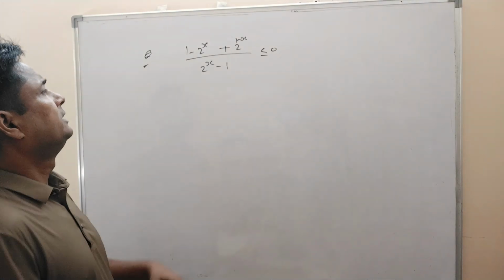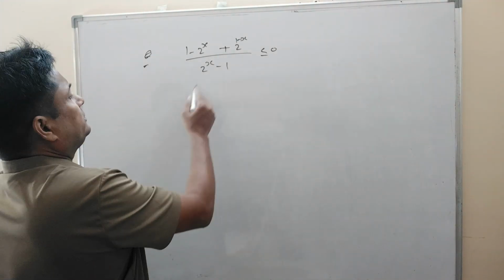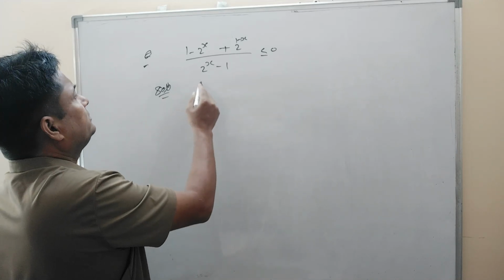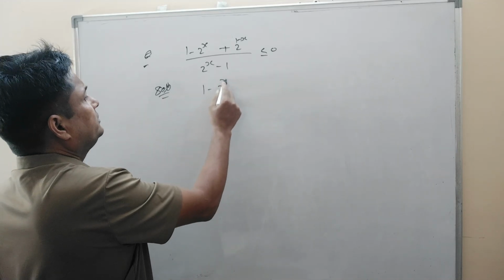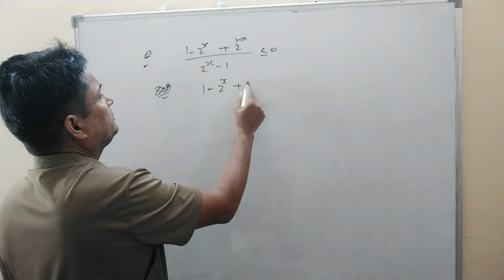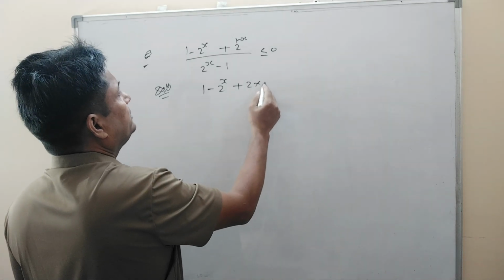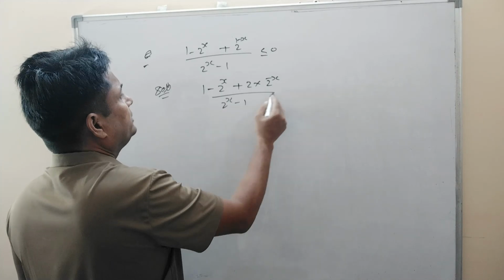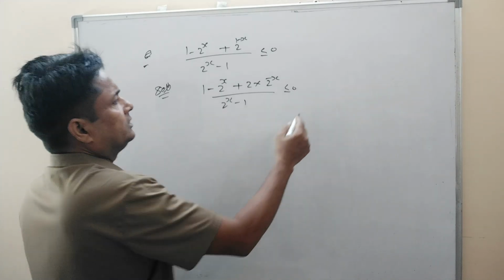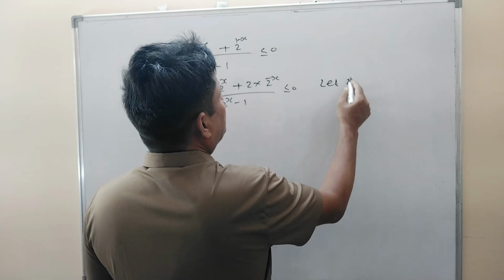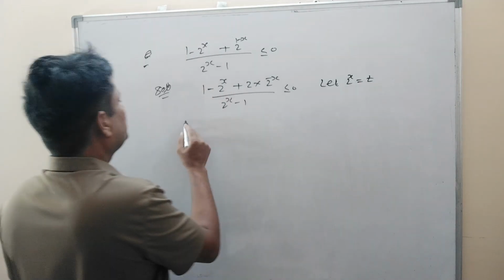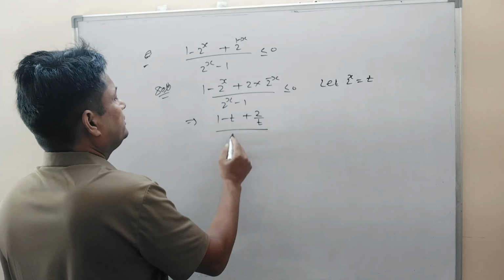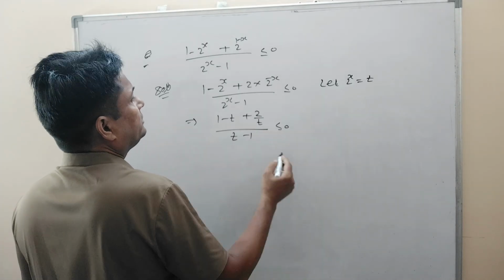Solve this question. Here this can be written as, this is based on the exponential method. This will be 1 minus 2 to the power x plus 2 into, this can be written as what? 2 to the power minus x, divided by 2 to the power minus x, less than or equal to 0. Now let 2 to the power x equal t. So this will be 1 minus t plus 2 by t, divided by t minus 1, less than or equal to 0.